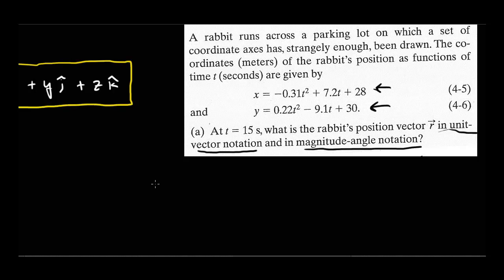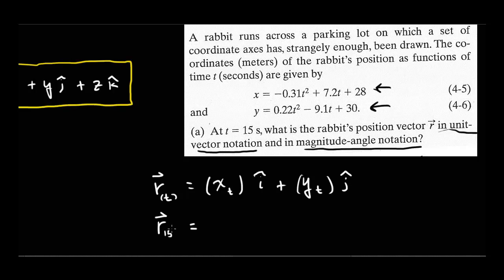So we're going to say that the position vector r at time t, as a function of t, is going to be equal to x at t times i hat plus y at t times j hat. That's what it means to put this thing into unit vector notation. And so I could go ahead and figure out what x is at time 15. So r, in other words, the value of r at 15 seconds. So r of 15, I'm putting in 15 for the time in seconds. Just have to put in 15 here, and you should get 66 meters. So negative 0.31 times 15 squared plus 7.2 times 15 plus 28. That should give you 66 meters.